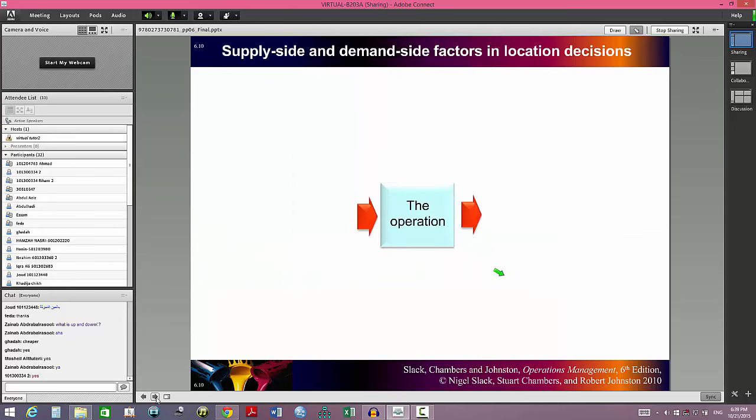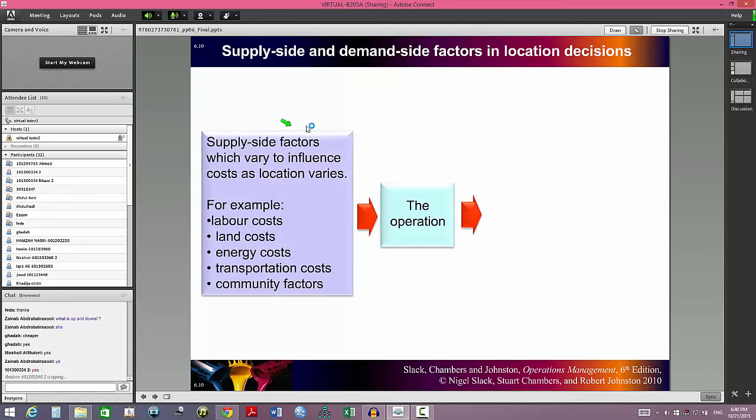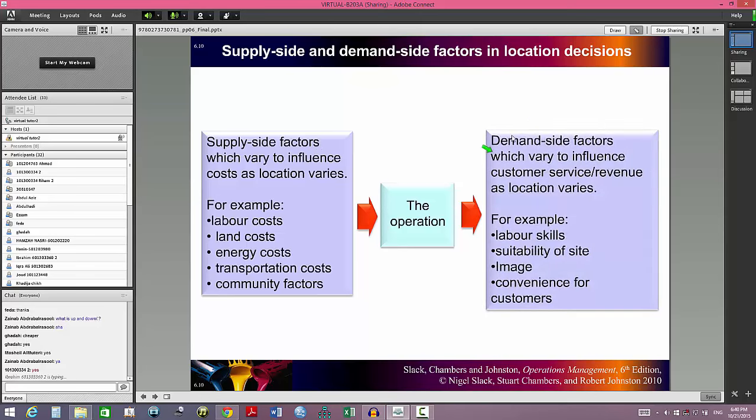Now we want to discuss the location of the operation. Okay, the location. Where should we put the operation? This decision depends on two sides. The first side is the supply side factors, and the other side is the demand side factors. You need to locate your operation based on those factors. First of all, think of the supply side factors, like, for example, the labor cost, the land cost, energy cost, transportation costs, and community factors.